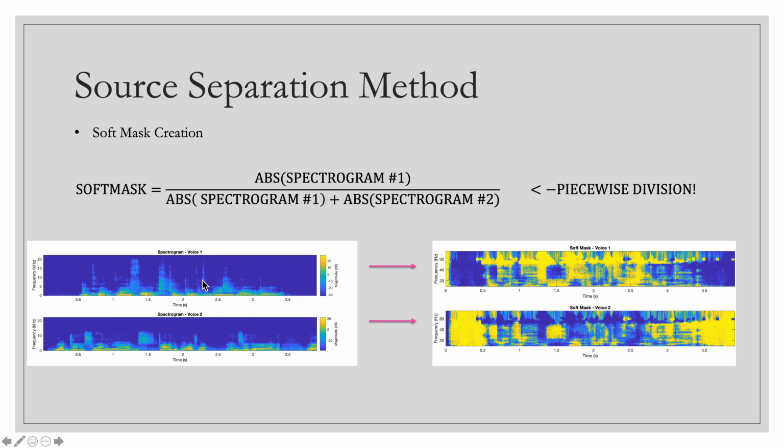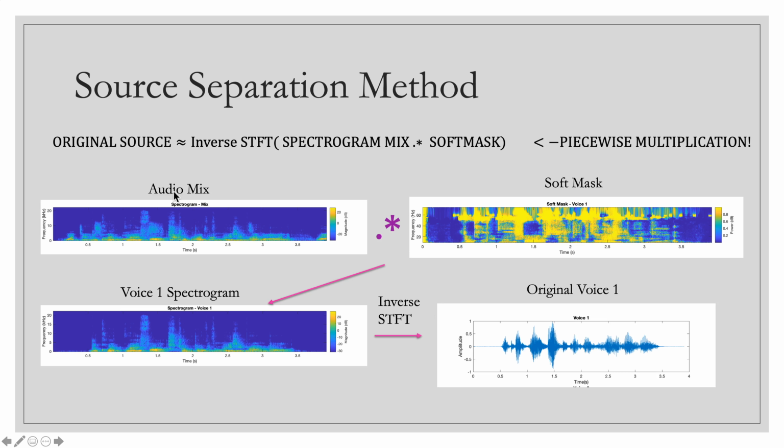So once we create that spectrogram, we are going to create a soft mask. This is the matrix math for it, and all we're really doing is inverting the spectrogram. That's really all a soft mask is. So what you do is you take the mix of audio, you piecewise multiply it by the soft mask of the voice that you're trying to extract, and then the result of that is your separated voice. Then you just perform an inverse short time Fourier transform on this spectrogram, and you get a sound wave of the original voice that you're trying to separate.